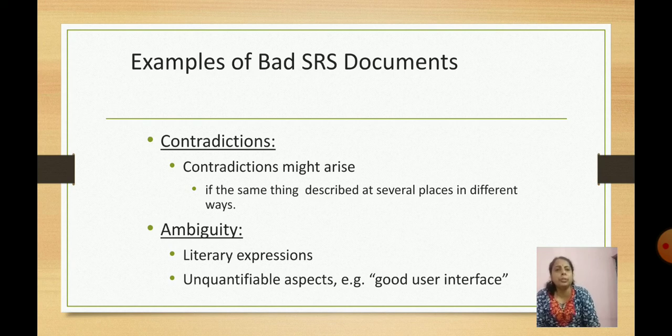Next, ambiguity, literary expression, unquantified aspects like good user interface. What is a good user interface? It cannot be verified. So this type of unquantifiable aspect is also a characteristic of a bad SRS document, okay.